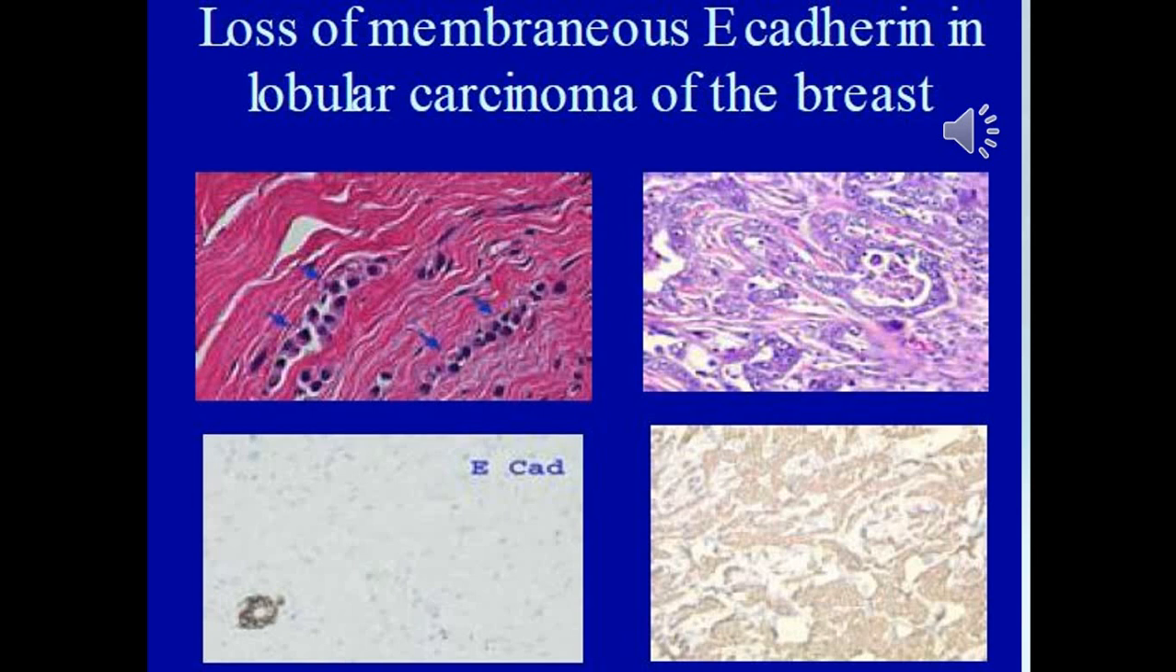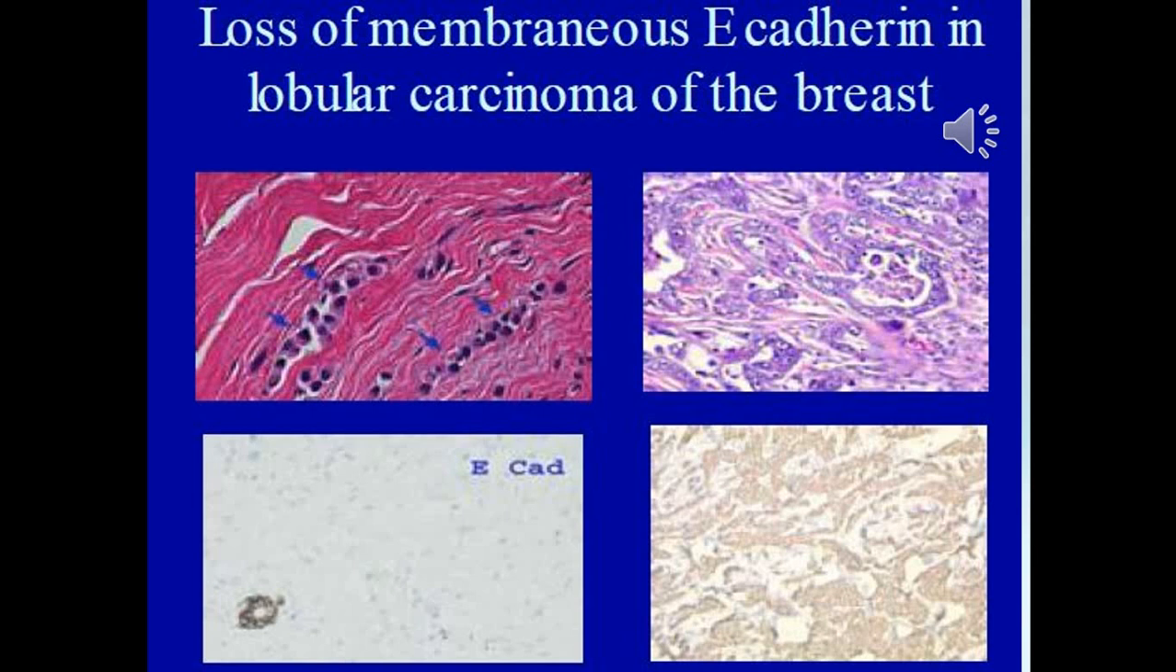So if the antigens are present, they appear as a brownish color on the stained section. If they do not appear, we can't see this brownish color. On the top left side is the H&E stain, hematoxylin and eosin stained section of lobular carcinoma, where you can see these dark stained cells arranged in a linear pattern.